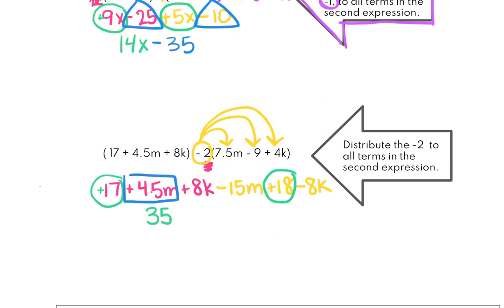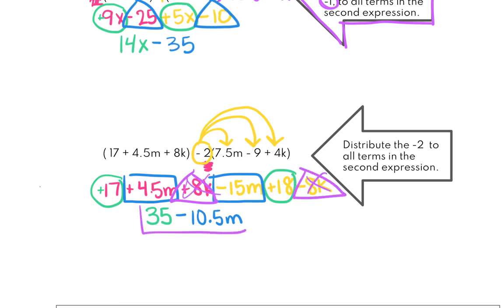Positive 4.5m, -15m is going to give me -10.5m. And last but not least, we have positive 8k, -8k, those cancel. So my final answer right here is 35 minus 10.5m.